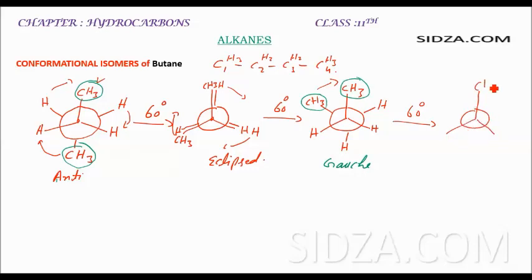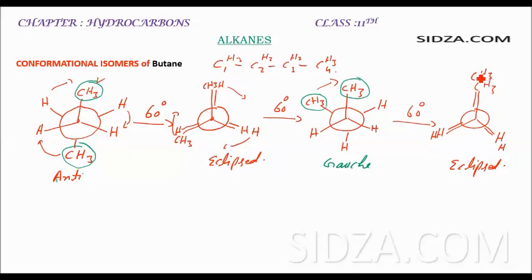Now you have the front carbon with the methyl group and hydrogen. If I eclipse the methyl with the methyl, now two methyl groups are eclipsed. Here two hydrogen atoms are eclipsed, and this one is also eclipsed. But how is it different from the previous eclipsing? In this one, the eclipsing is between the hydrogen and the methyl.